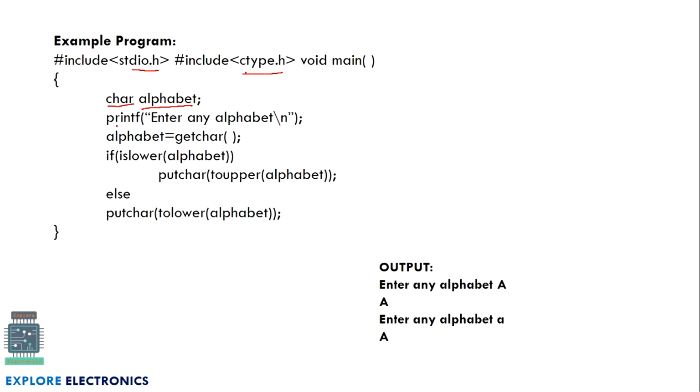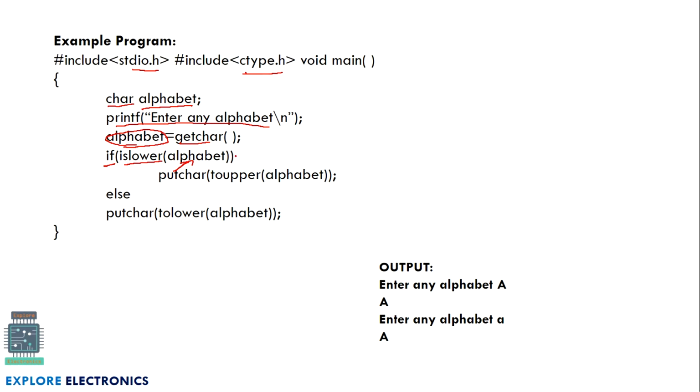Now we are asking the user to enter any alphabet, and using getchar we are storing the entered character into this variable alphabet. Now we need to check if the entered character is lower. So we need to use islower and pass this variable, which holds our entered input data. Now it will check if it is lower.